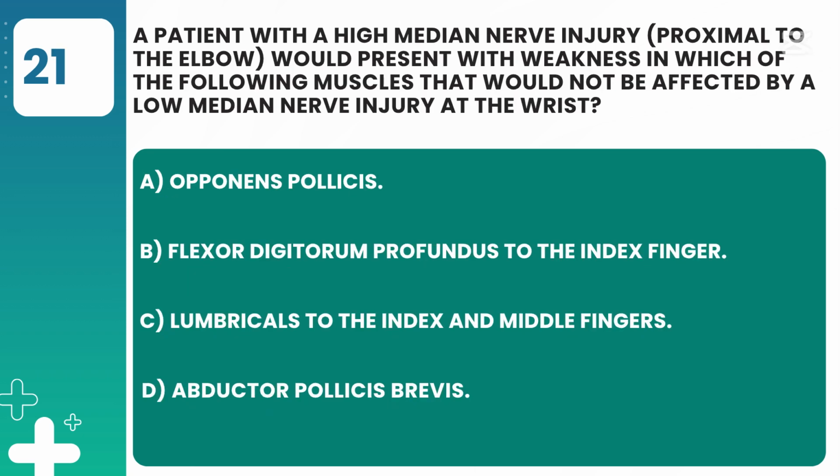Question 21. A patient with a high median nerve injury, proximal to the elbow, would present with weakness in which of the following muscles that would not be affected by a low median nerve injury at the wrist? A. Opponens pollicis. B. Flexor digitorum profundus to the index finger. C. Lumbricals to the index and middle fingers. D. Abductor pollicis brevis.